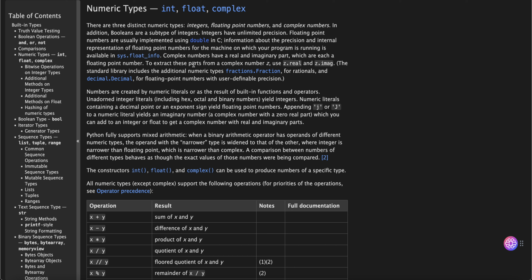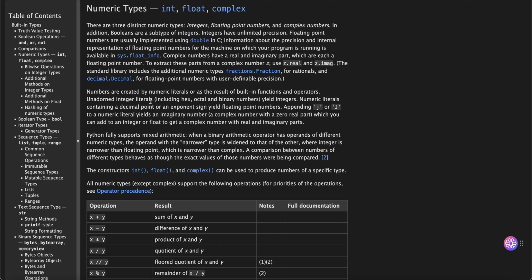Complex numbers have a real and imaginary part, which are each a floating point number. To extract these parts from a complex number z, use z.real and z.imag. The standard library includes the additional numeric types fractions.Fraction for rationals and decimal.Decimal for floating point numbers with user definable precision. Numbers are created by numeric literals or as the result of built-in functions and operators.